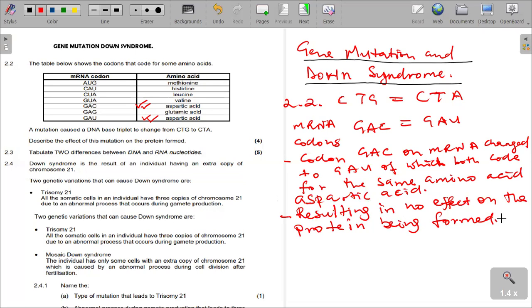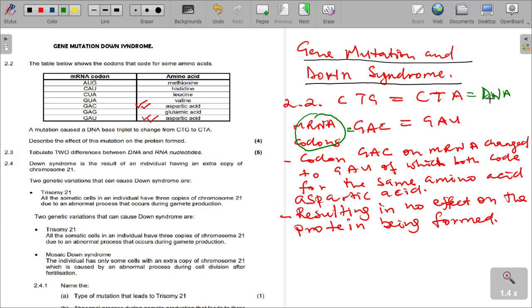Resulting in the same protein being formed. So we are saying there is no effect on this mutation, as you can see there. Our base triplet on DNA changed from CTG to CTA, which actually affects the codons on mRNA. Our mRNA is like that, and this is our base triplet on the DNA.